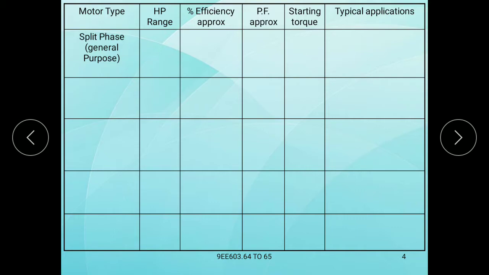This is the split phase, general purpose split phase induction motor. Here the HP range is 1/22 to 3/4, that means 0.75 HP.